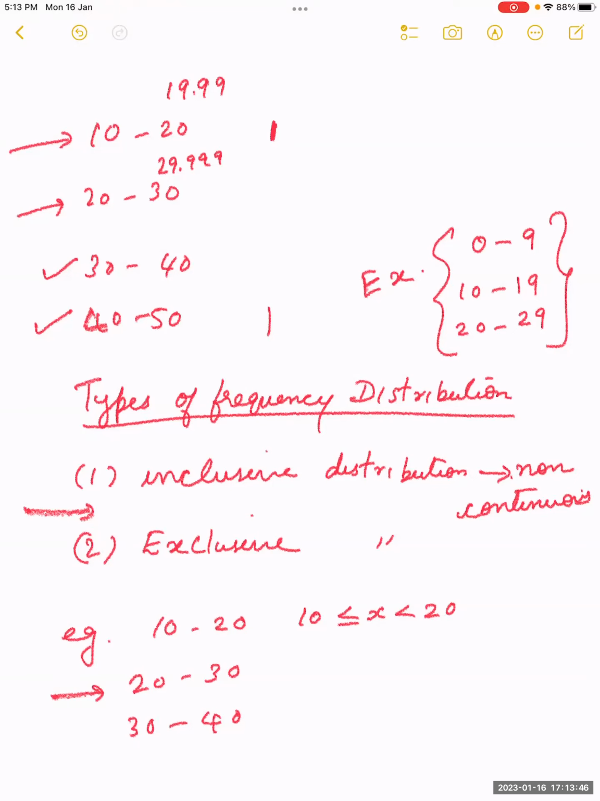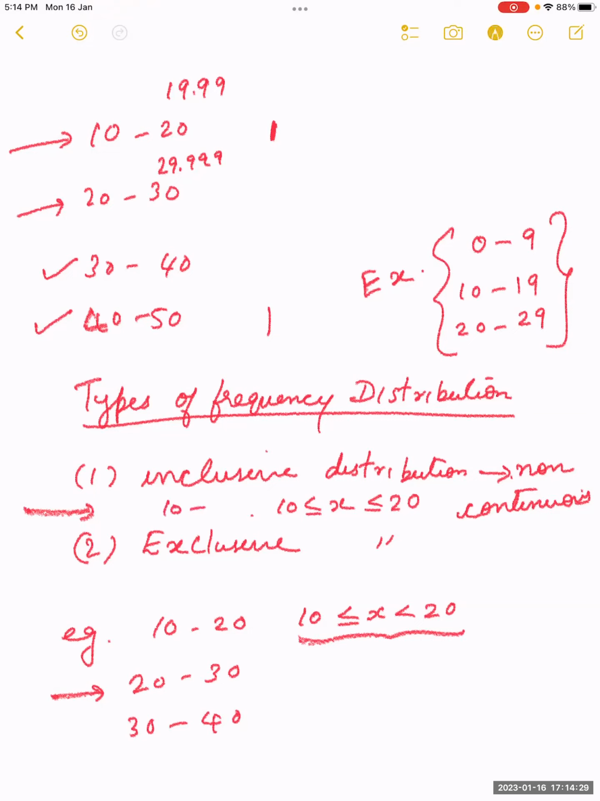In this case, X is your observation. Where will you put 20? You will put it against the class where 20 is coming as the lower limit. You won't put that entry against the class where 20 is coming as the upper limit. If you want to denote an inclusive distribution like this, it will be 10 less than or equal to X less than or equal to 20, because 20 also will come in that class.